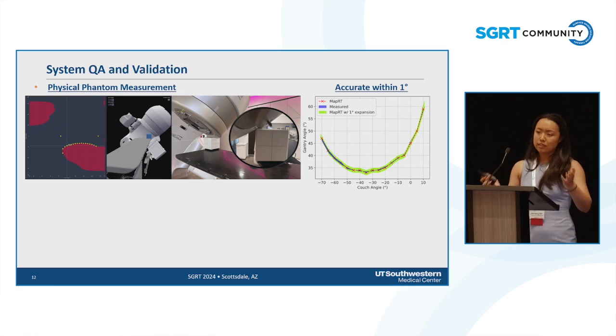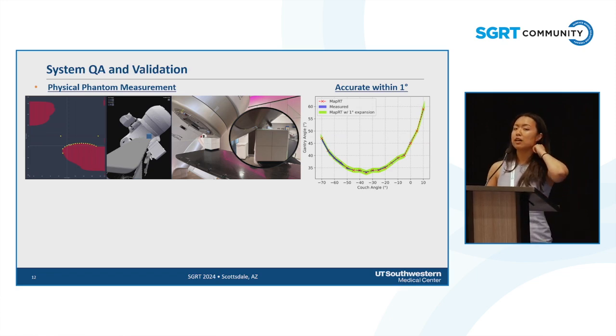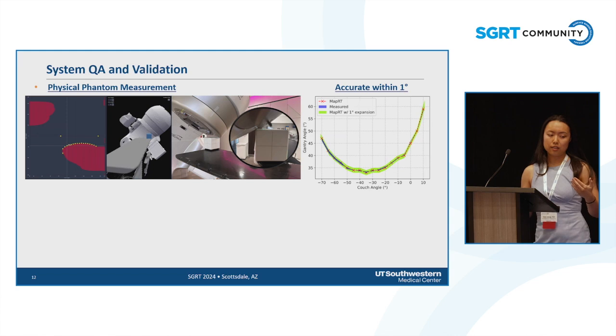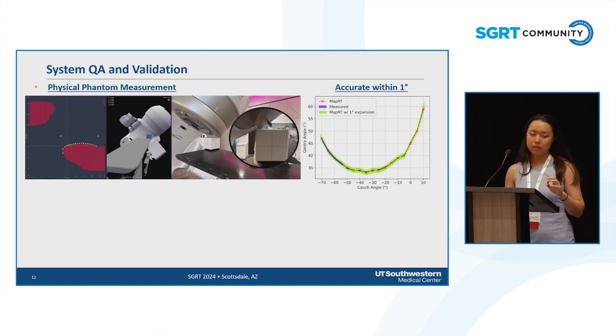So as any physicist would, when we adopt a new system, we want to test its accuracy. So we did a system QA and validation with a physical phantom, where we moved essentially the linac as close as possible to a physical phantom, and then we cross-verified that with the MapRT system. And what we found was that MapRT was accurate within 1 degree of couch or linac rotation.